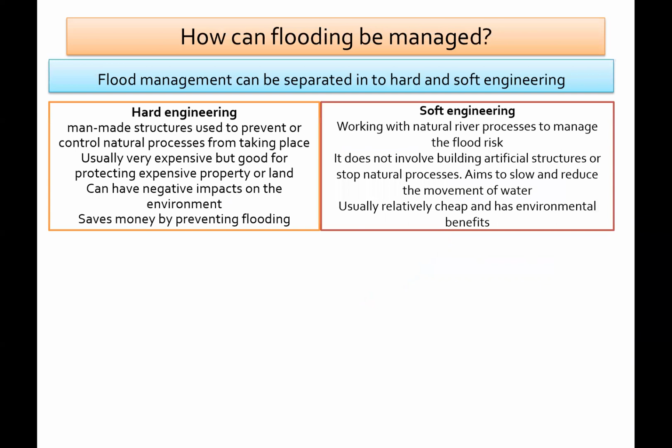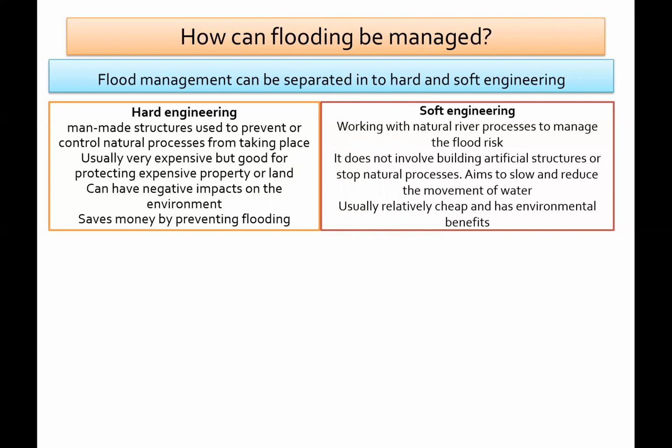So the ways that we can manage flooding on rivers is we've got our hard engineering, so that's our man-made structures that are used to prevent or control natural processes from taking place. They're usually very expensive, but good for protecting expensive property or land. It can have negative impacts on the environment, and it saves money by preventing flooding.